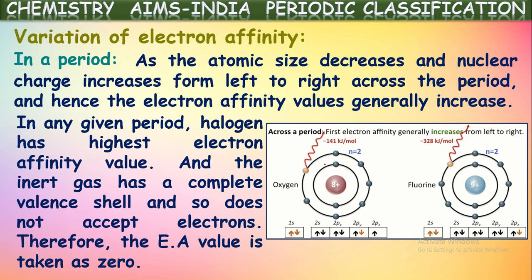If you take two elements, oxygen and fluorine, from oxygen to fluorine size decreases, isn't it? And the nuclear force of attraction on the outer electrons will be more. So it can attract that electron very easily and more energy can be released by fluorine. So fluorine is the element with greater electron affinity than oxygen in that period.